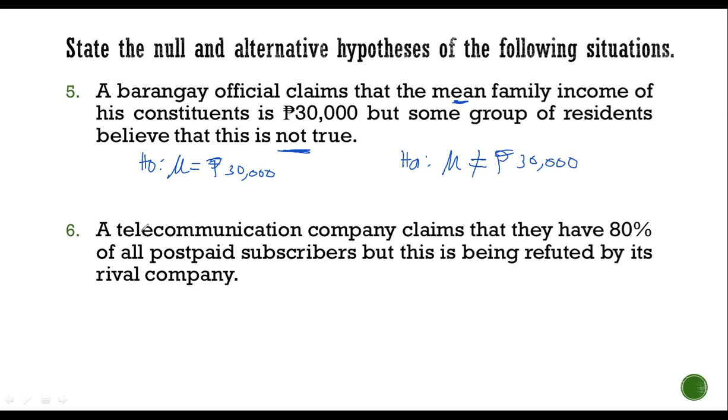Okay? Number 6 tayo. A telecommunication company claims that they have 80% of all postpaid subscribers, but this is being refuted by a rival company. Refuted. Okay? So we have here your null hypothesis and of course your alternative. So percentage, proportion. This is always equal. Okay?